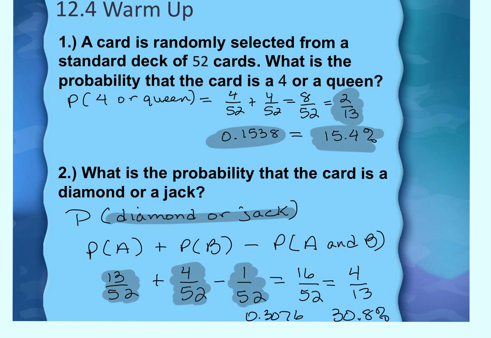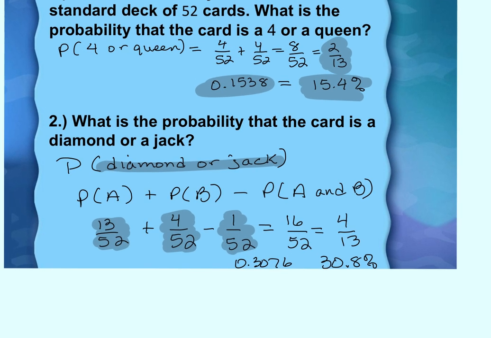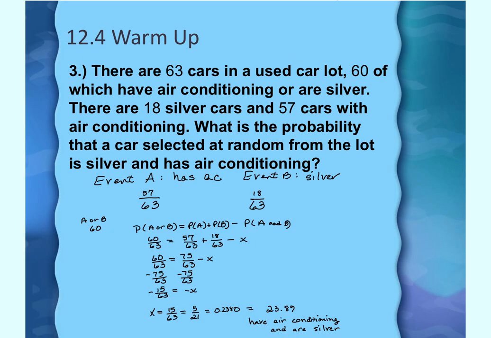You get 16 out of 52, or 4 over 13, which in decimal format would be 0.376, and in percent, 30.8. Again, most of you, but not all of you, got that right. Don't forget to check for the overlap. The last one got a little bit messy. So this is when you have to figure out from your formula based on the A or B.